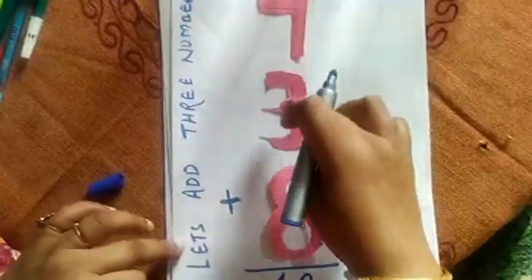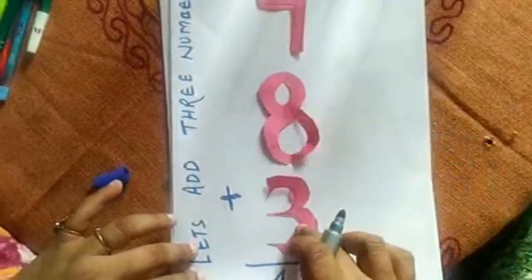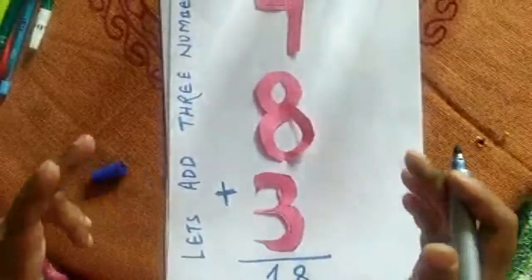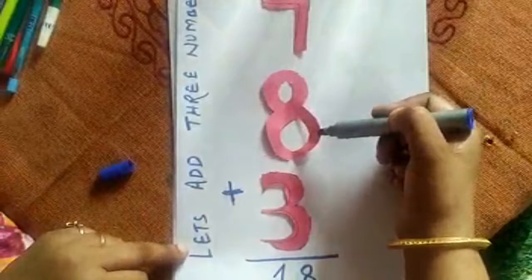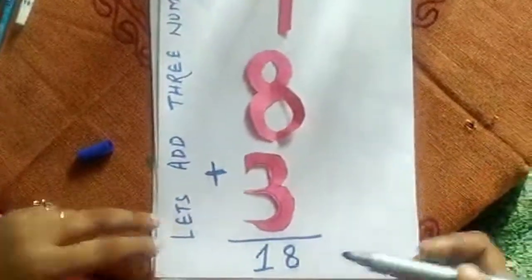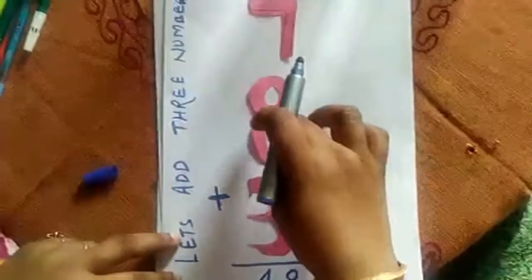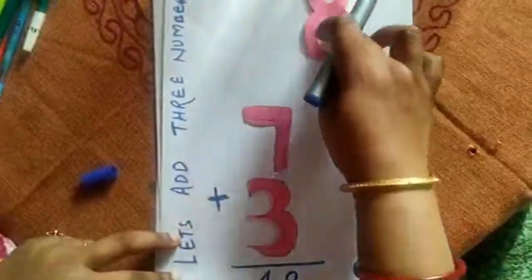Now I am changing the position of two addends, the second addend and third addend. But what is the result? 7 plus 8, 15 plus 3, 18. The sum is the same. Now again I am changing the position of the middle addend.